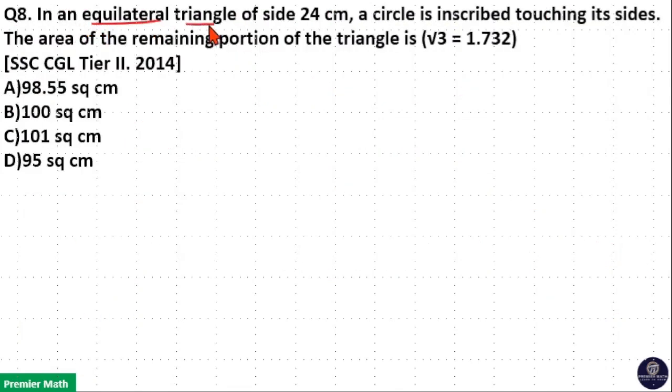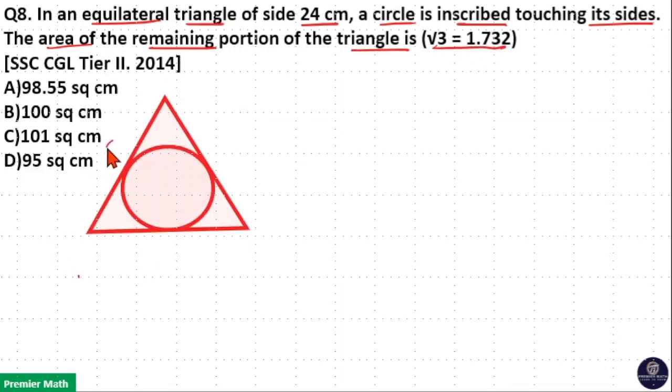In an equilateral triangle of side 24 cm, a circle is inscribed touching its sides. The area of the remaining portion of the triangle is? Take root 3 as 1.732. Here, equilateral triangle means all three sides of this triangle are equal. Now a circle is inscribed. The radius of the inscribed circle in an equilateral triangle is given by the formula a by 2 root 3.